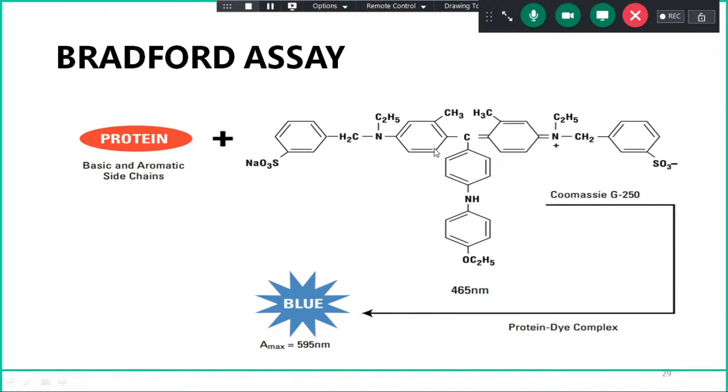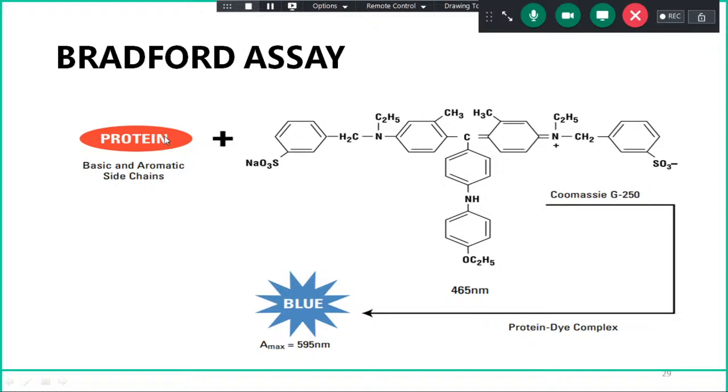I can repeat it. The Bradford reagent is a dye, Coomassie Brilliant Blue G250, which exists in three different forms: the cationic form or protonated form in acidic medium, which is unstable; the neutral form, which is green in color; and then the anionic or unprotonated form, which is blue in color and is more stable as compared to the red form.